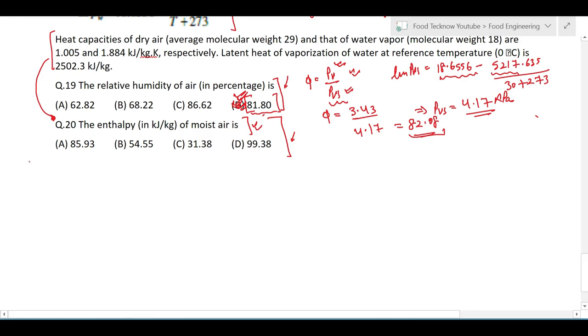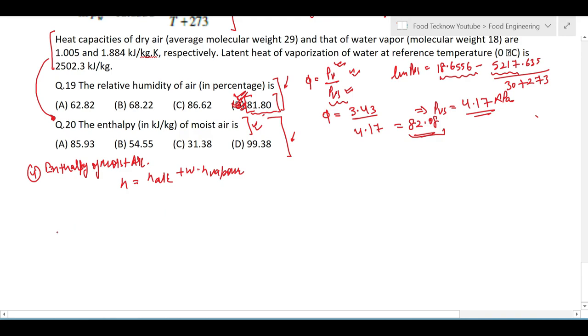This is our fourth formula, that is the enthalpy of moist air. H is equal to the enthalpy of the dry air plus the enthalpy of the water vapor. So H is equal to H of air plus W into H of vapor.